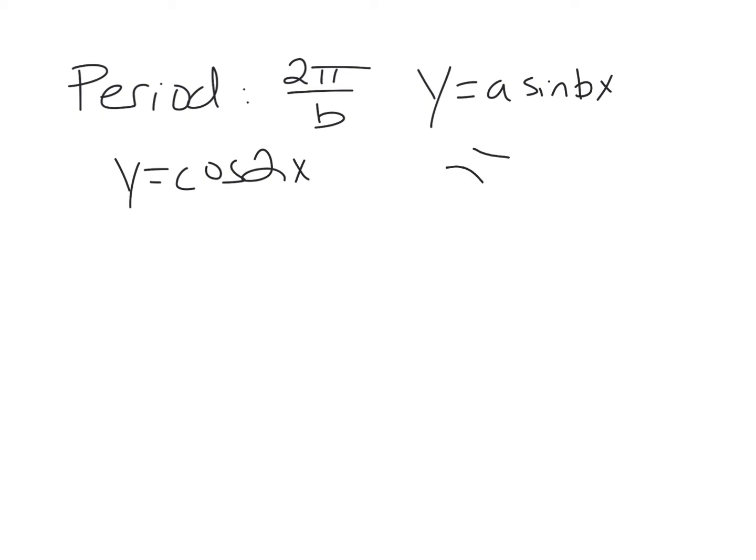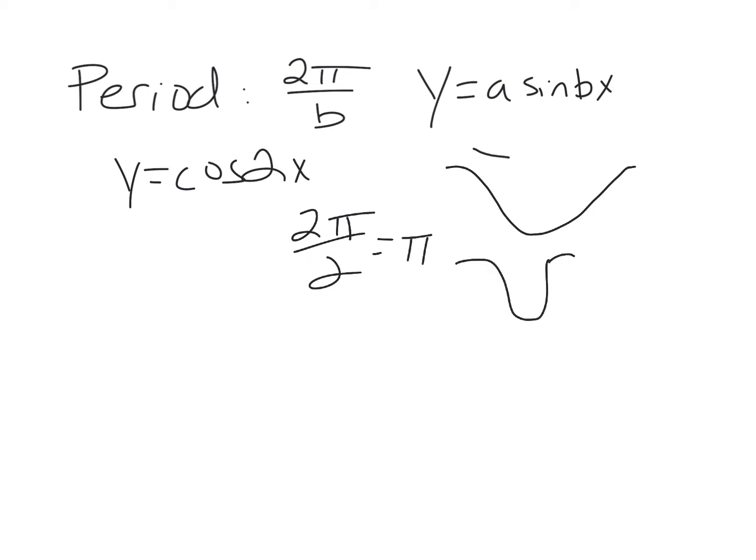Cosine does one of these things, right? And that is from 0 to 2 pi, right? That's one cycle. Now that we have cosine 2x, instead of it being a period of 2 pi, we have a period of 2 pi divided by 2, which is pi. So that means this is happening quicker, right? So it's happening in half the time.